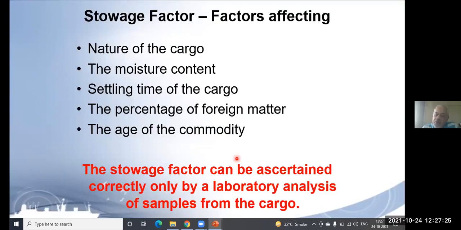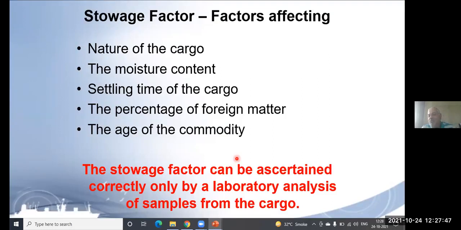Stowage factor now depends on which point? Stowage factor depends on the nature of the cargo. What is the nature of the cargo? How much is the moisture content in the cargo? So how heavy is that cargo because of moisture. Okay. The settling time of the cargo, like wooden chips.